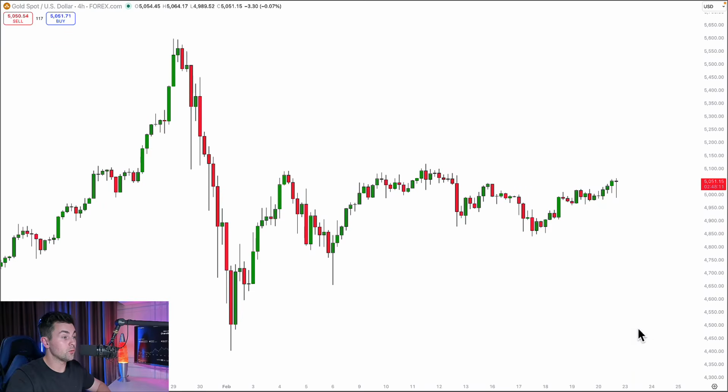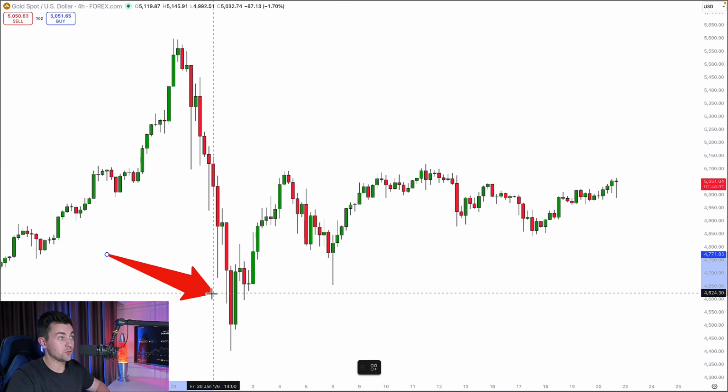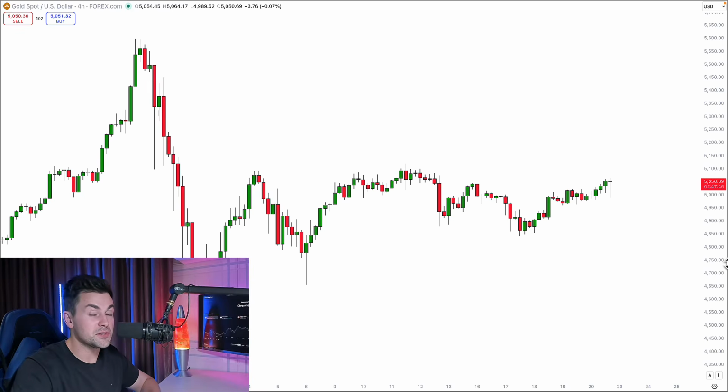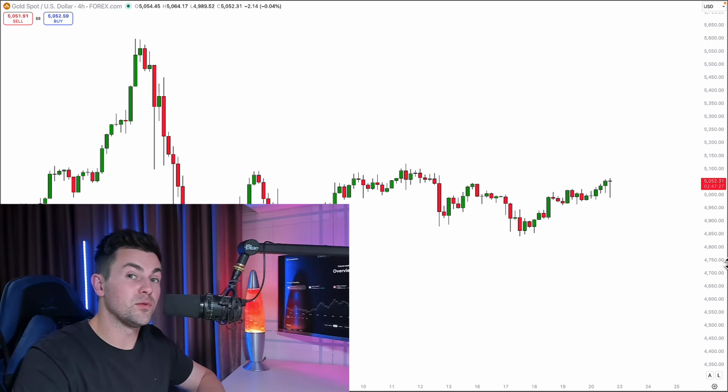market structure mapping. In our example on gold chart on a 4-hour time frame, we have a significant bearish impulse right here. This impulse leg will be a perfect base for our structure mapping. And the identification of such a significant price movement is the most important step in structure mapping. This price movement will be used as a reference for any structure that we will map.